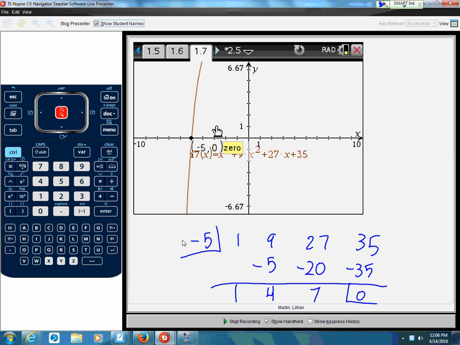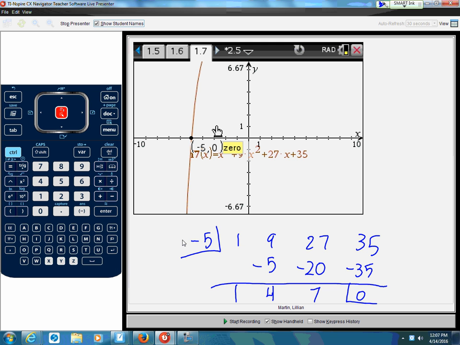And not only would you want to show this, just so Ms. Tessick knows I'm not just cheating and looking at the calculator without doing any other work. You also need to do this to help find the remaining zeros. How does doing the synthetic division process help you find the remaining zeros?